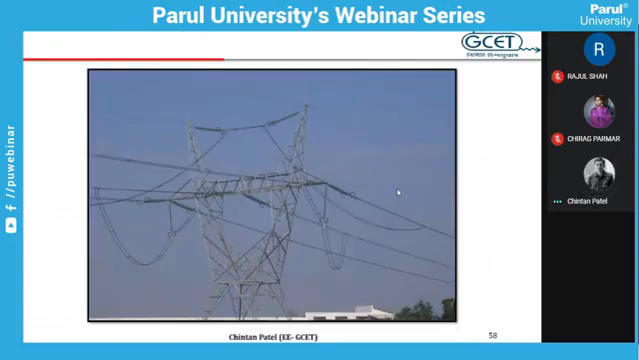Next, this is also a 400 kV transmission line. All the identification marks you can see: two earth wires, guard ring, distance between two conductors, bundle conductors, number of insulator discs, etc.